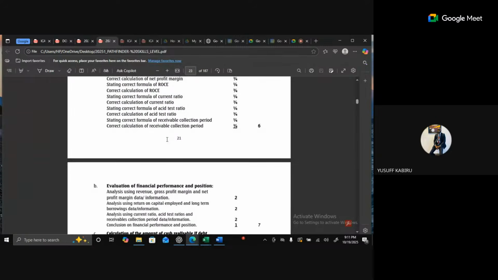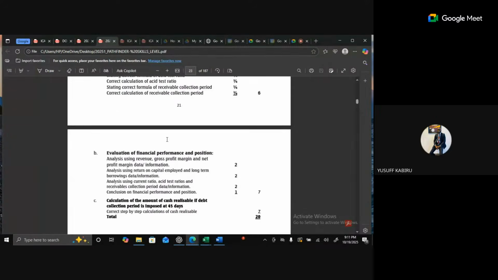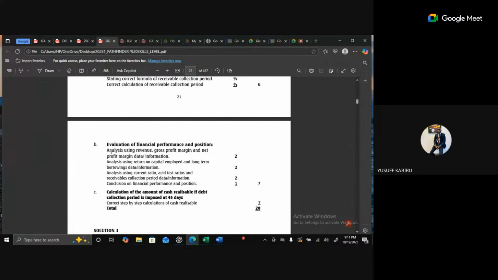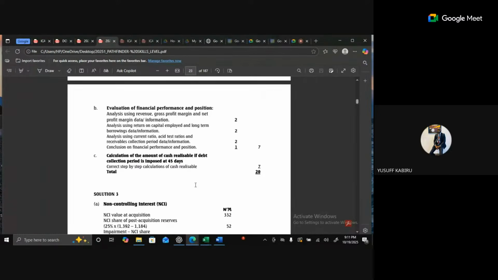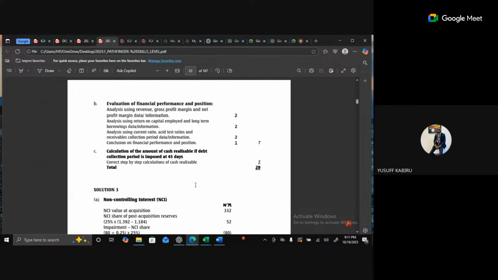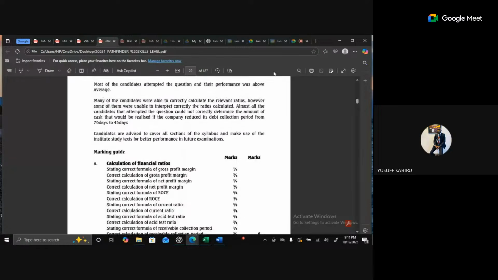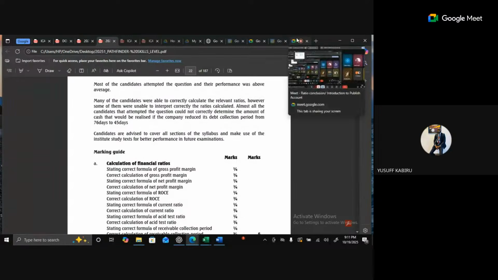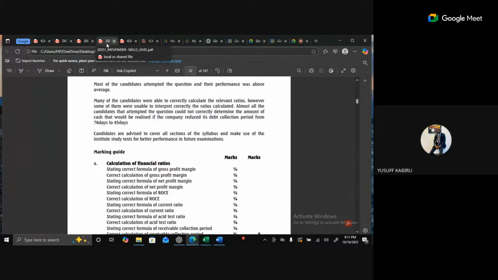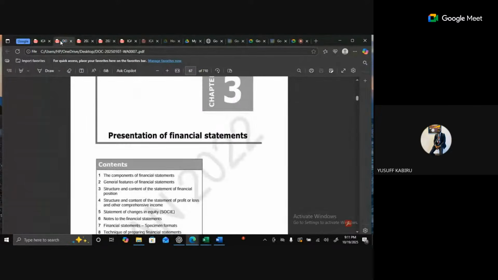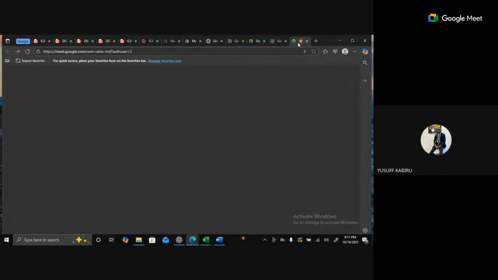Then evaluation, analysis using ratio, gross, using return on capital employed and everything. These are the marks that you get for that interpretation that you did. So if you don't have any question, that brings us to the end of ratio analysis.